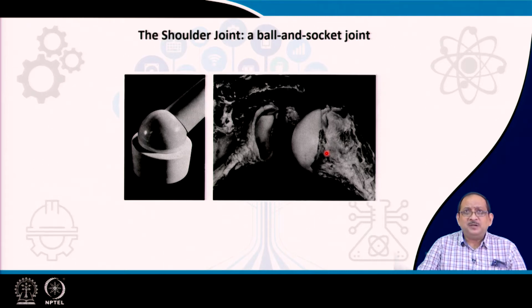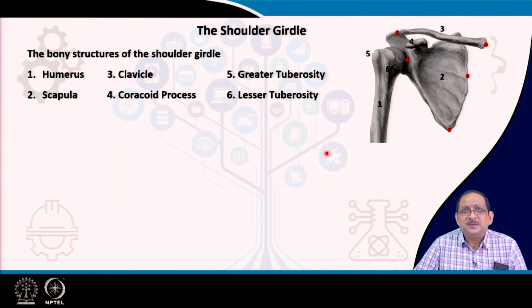Now, the shoulder joint is classically a ball and socket joint. As discussed in the earlier lecture, a ball and socket joint actually gives us rotation around different axes. So, the shoulder joint is a highly mobile joint with a large range of motion.